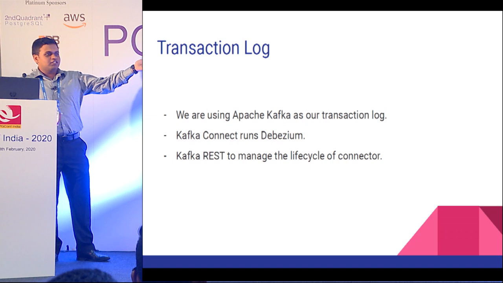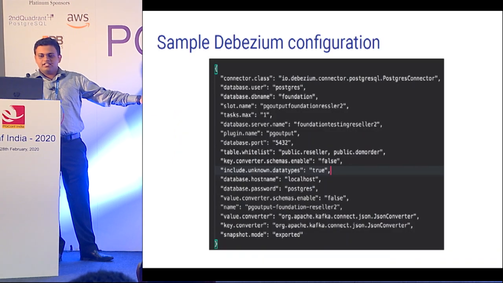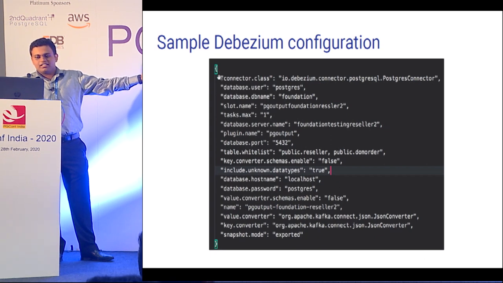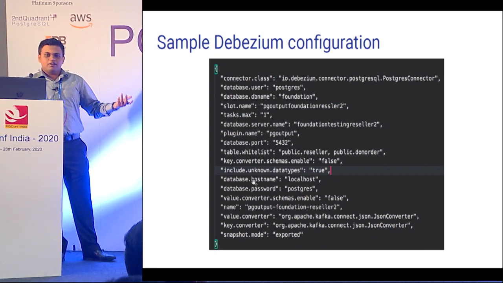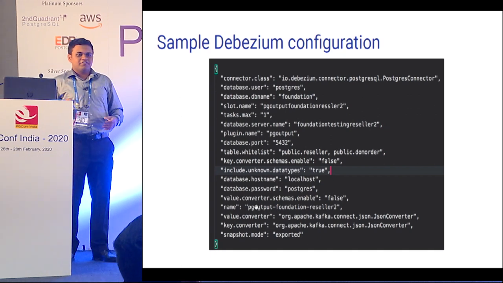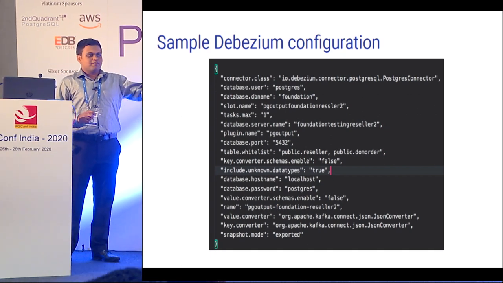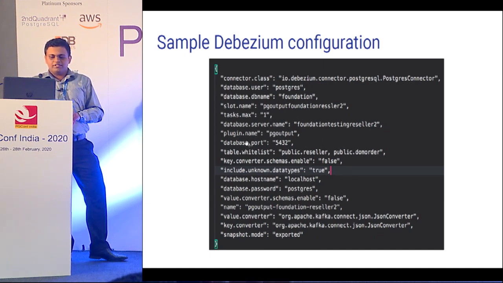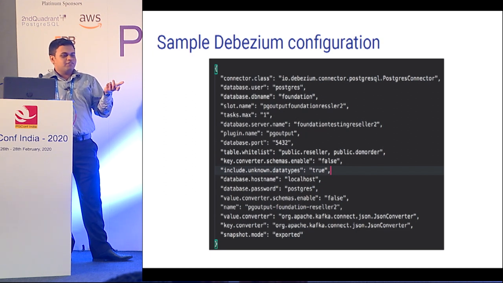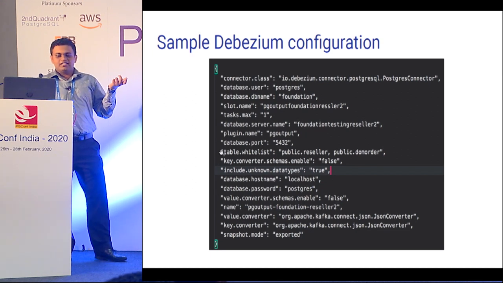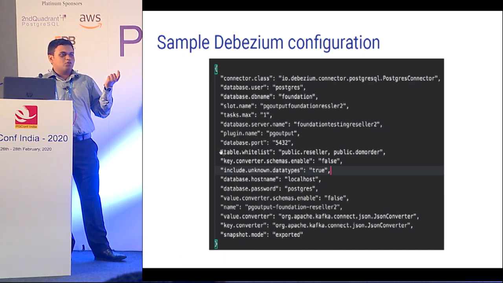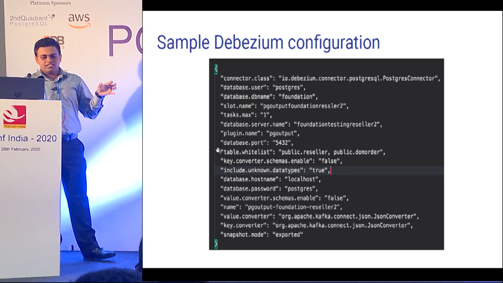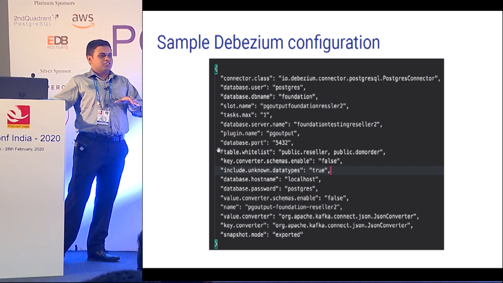We deploy the Debezium connector through Kafka REST, and the connector configuration looks something like this. The connector classes are pretty self-descriptive, and they are present on Debezium's website, which has clear documentation. One of the most important features is table whitelisting. If you don't want to stream changes of your entire database, but just particular tables, you can whitelist them. You can even blacklist certain tables.